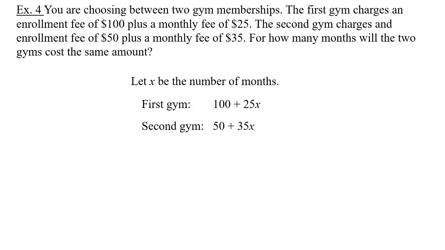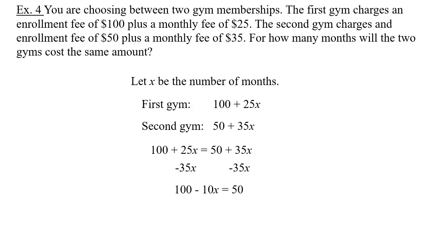So if we want the same amount, we want the two expressions to be equal. So I've got 100 plus 25X equals 50 plus 35X, and we need to solve this equation for X. I subtracted 35X from both sides. So I have 100 minus 10X equals 50.